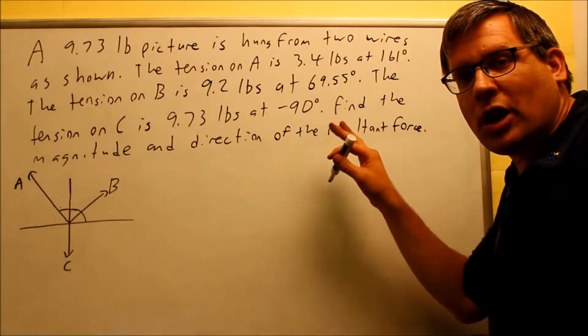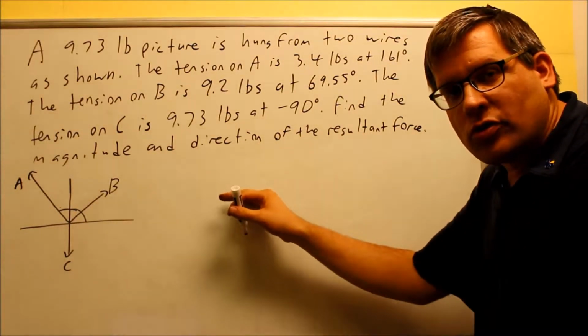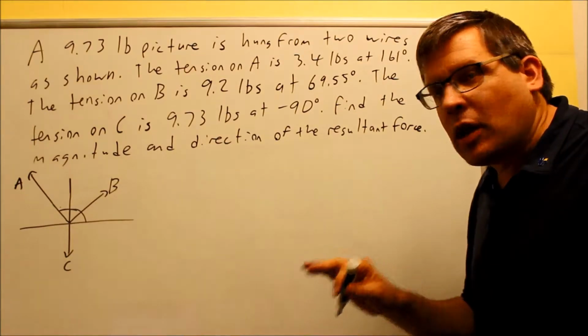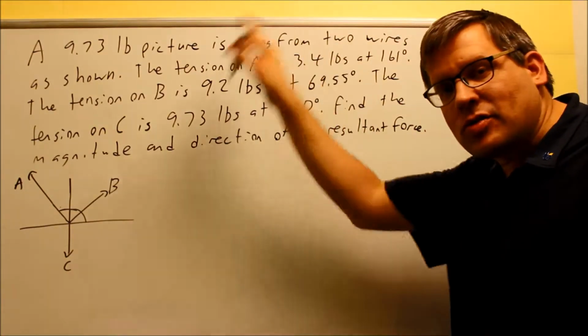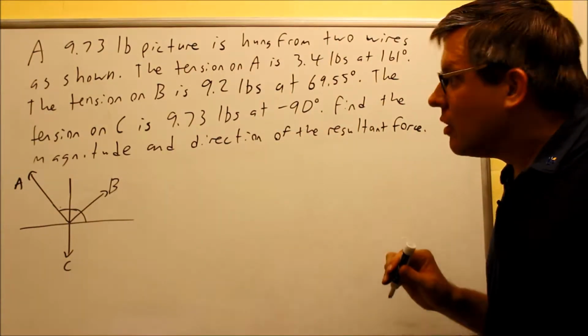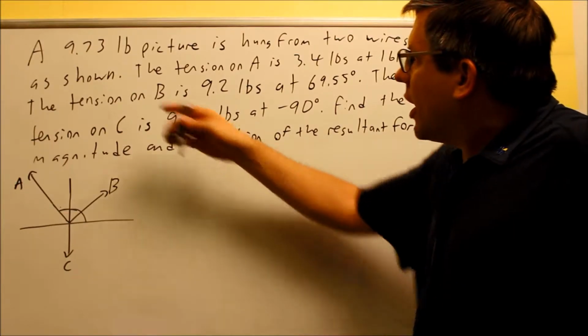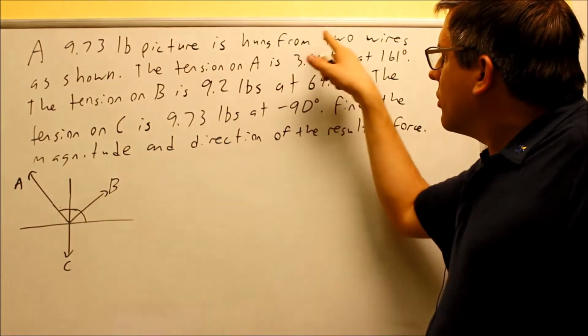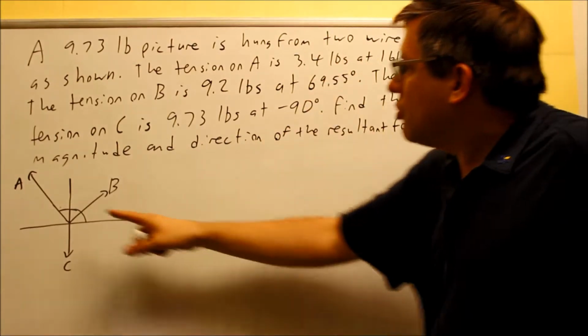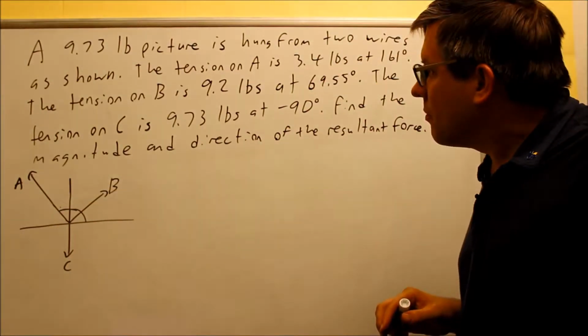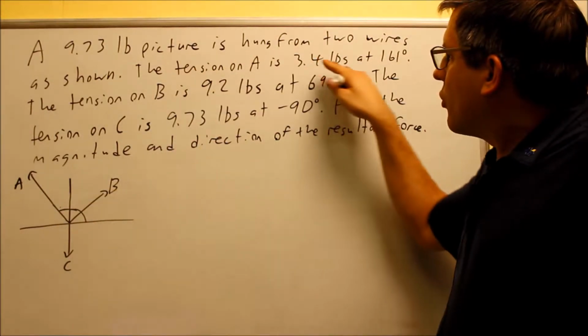Okay, it's time for another word problem. This time we have three forces to deal with. They do give us a diagram, however we have to label it based on the information provided in the problem itself. So we've got a 9.73 pound picture hung from two wires, A and B, as shown there. Let's take a look at the first piece of information.